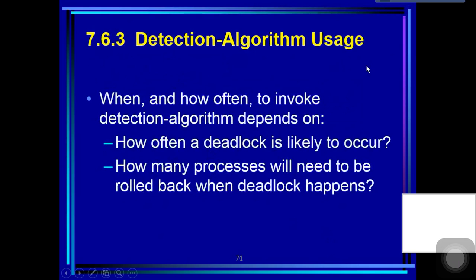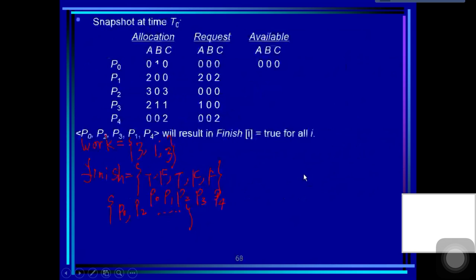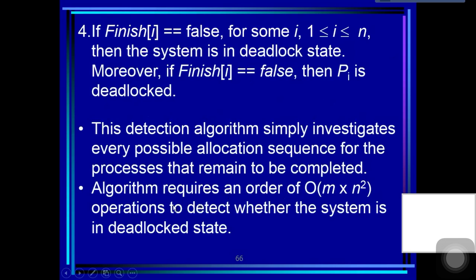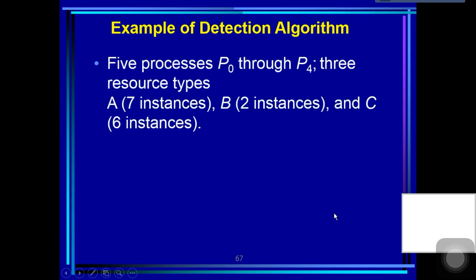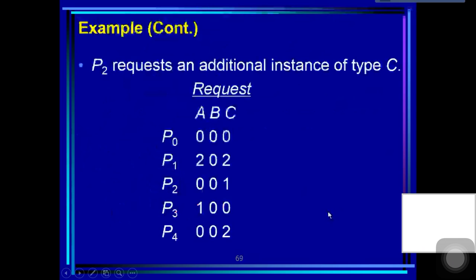Next, the detection algorithm usage: when and how often. This detection algorithm simply investigates every possible allocation sequence for the processes that remain to be completed. The application is similar to Banker's algorithm.